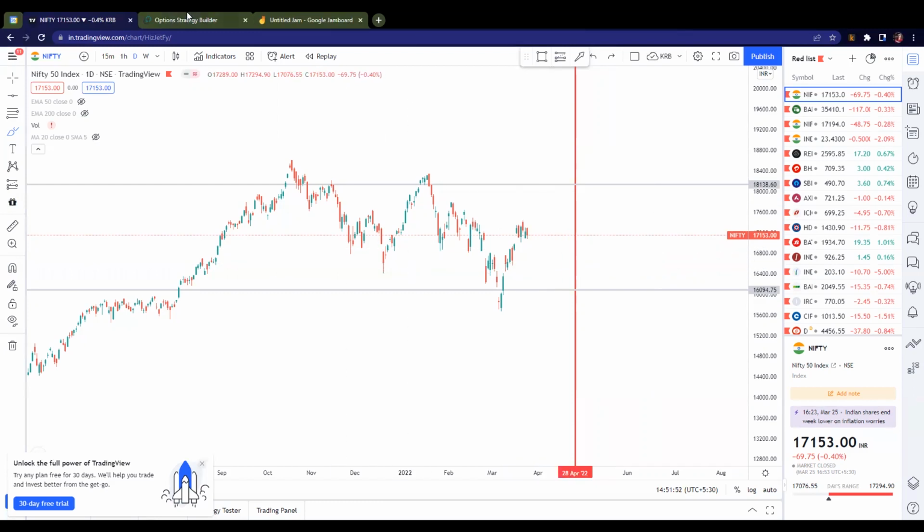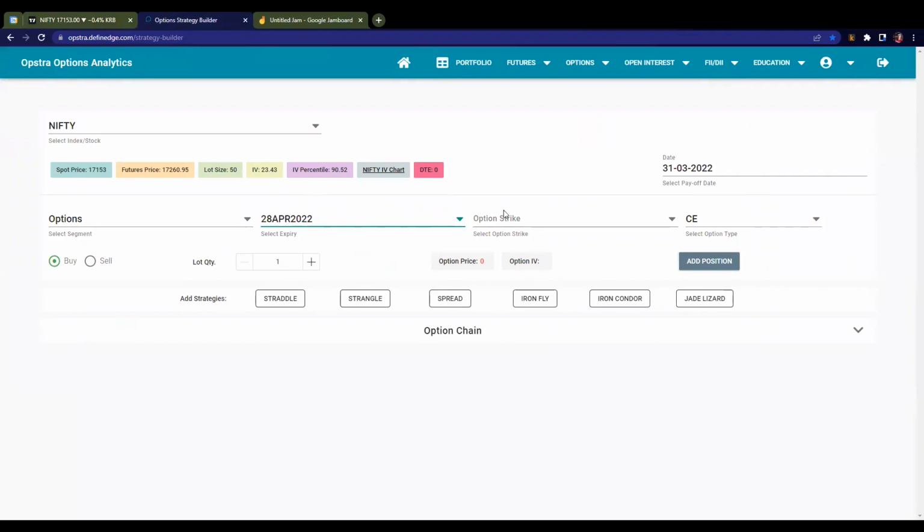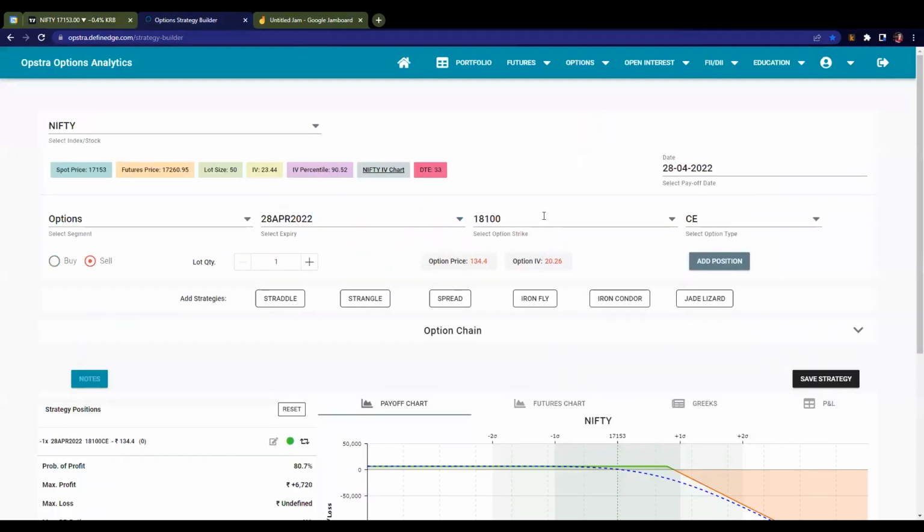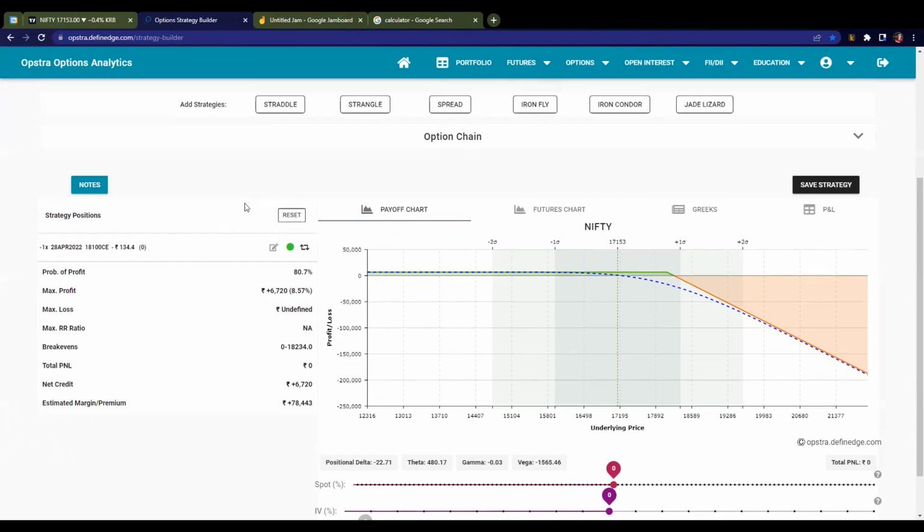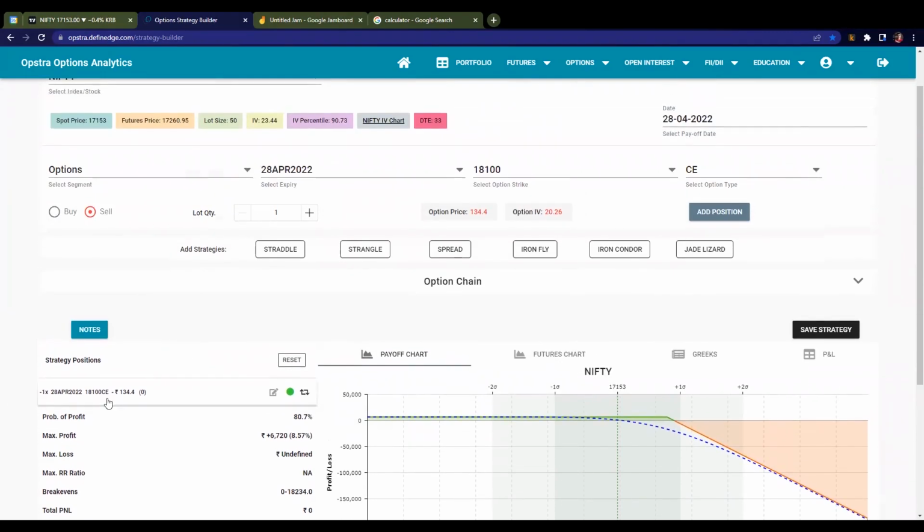Okay, now let's go to Opstra. So our levels have been decided, 18,100 on the upside, and on the downside, let's keep it 16,100. Yeah, 18,100, 16,100, as simple as that. 18,100 call option, we need to sell it, right? We'll just work with one lot. So this is a simple call option, right? It's basics.